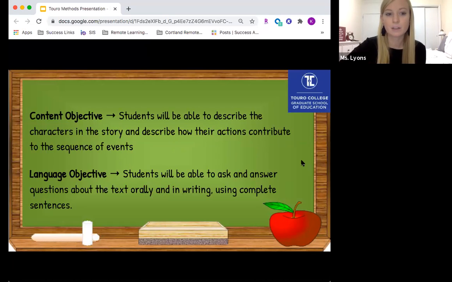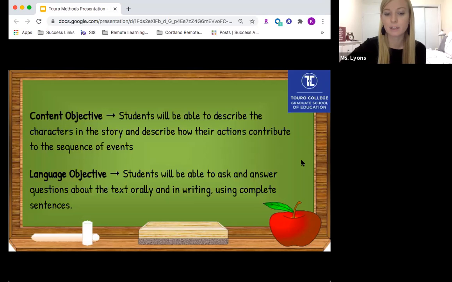Today's content and language objectives are as follows. Students will be able to describe the characters in the story and describe how their actions contribute to the sequence of events. And the language objective for students today is that students will be able to ask and answer questions about the text orally and in writing using complete sentences.